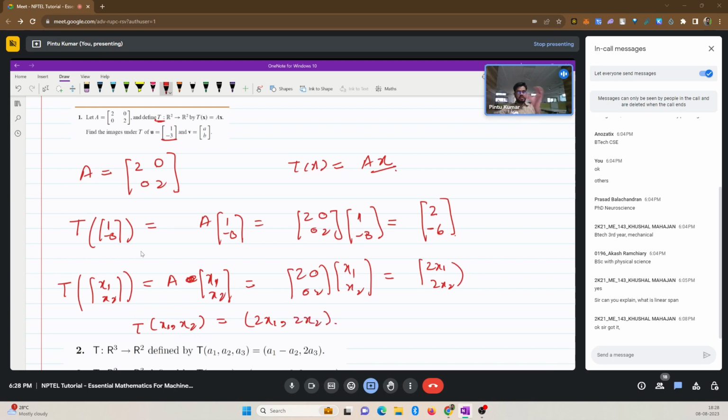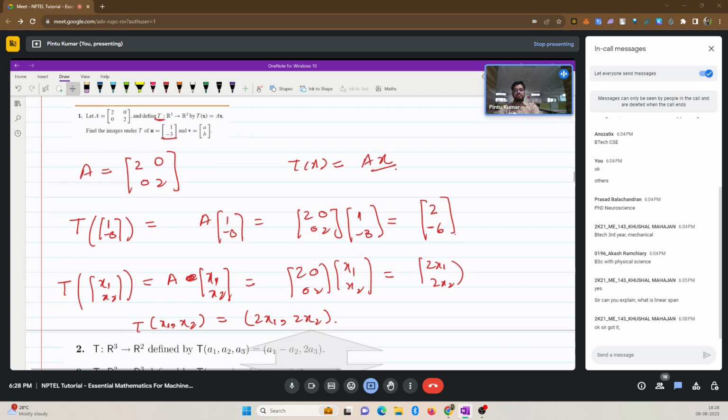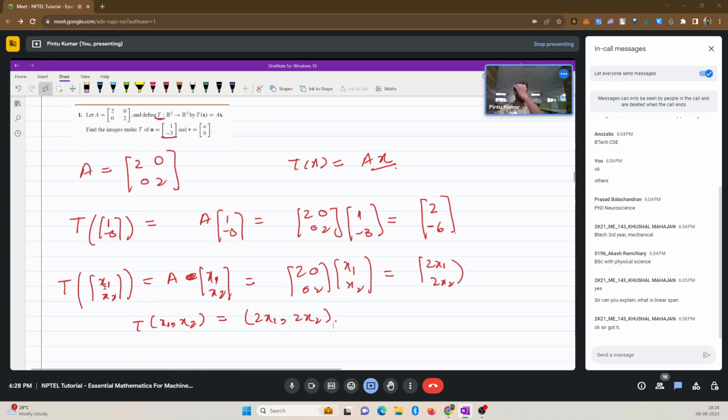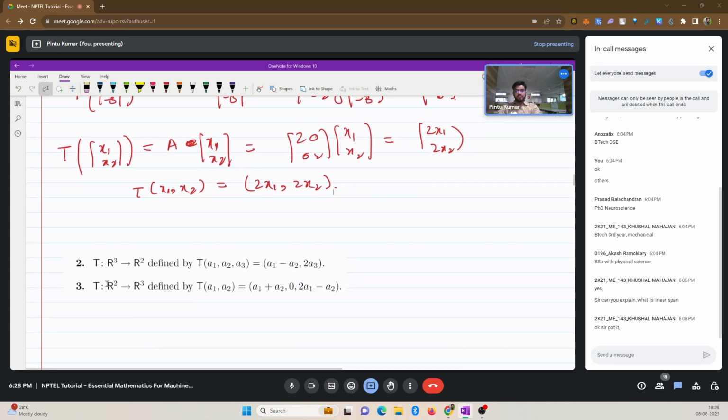Just a recap of this example. If you want to obtain your linear transformation from a matrix, just multiply it with some arbitrary x1 and x2 and see whatever result you get. That would be your linear transformation.